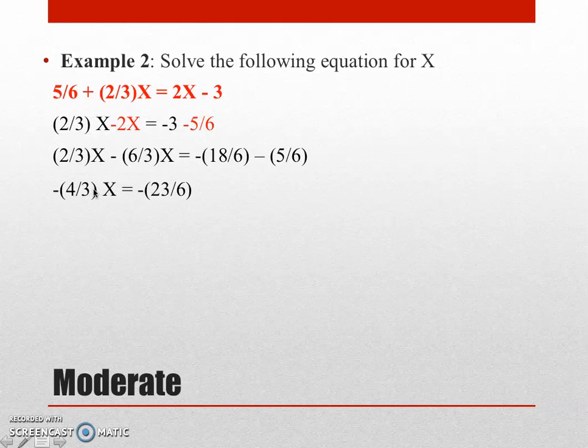So now that I have only my variable on one side and my constant on the other side, I need to get rid of the negative 4 over 3 in order to find what x is.